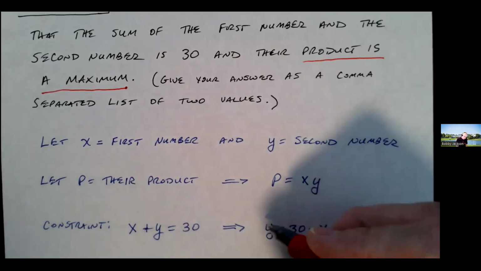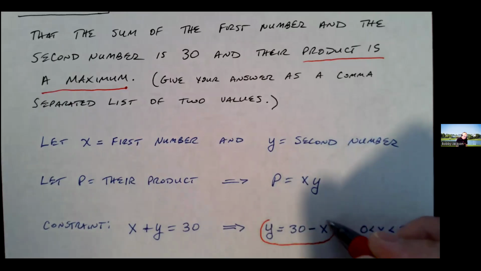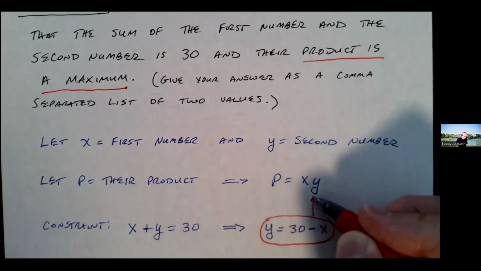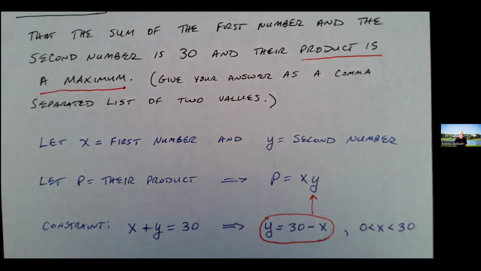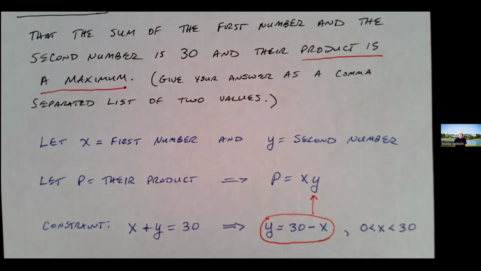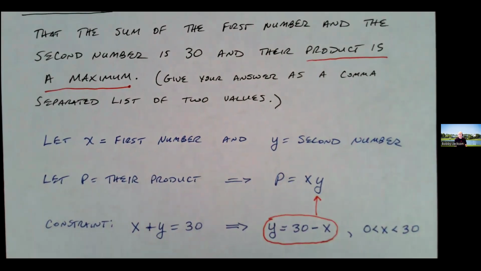Then we're going to take that information and replace y in our function for the product so that I'll have the product as a function of x only, and then I can use calculus to find when that is going to be a maximum. Note that x is positive, so it's greater than 0. Notice it also has to be less than 30. How do we know that? Well, because if it's 30 or more, then the value of y would not be positive. Does that make sense? Since x plus y has to be equal to 30.